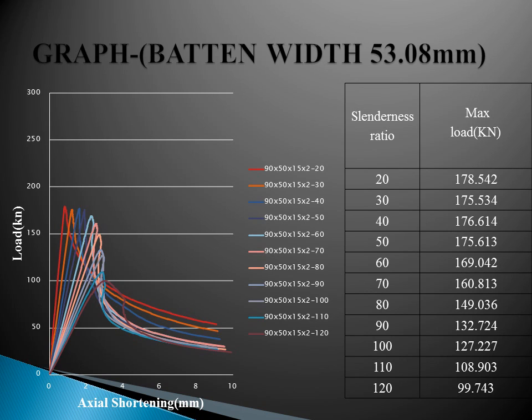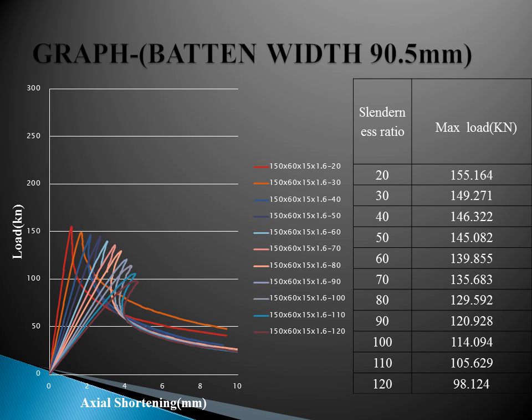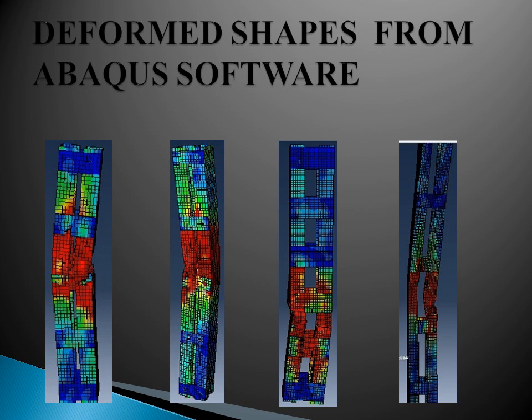The graph was plotted between load versus axial shortening for the slenderness ratio range 20 to 120. The maximum loads are given. Mainly it shows that when the slenderness ratio increases, the load carrying capacity decreases. The same procedure was done for the 150 cross section also. This is the graph of the 150 cross section. These are all the deformed shapes from Abaqus software.